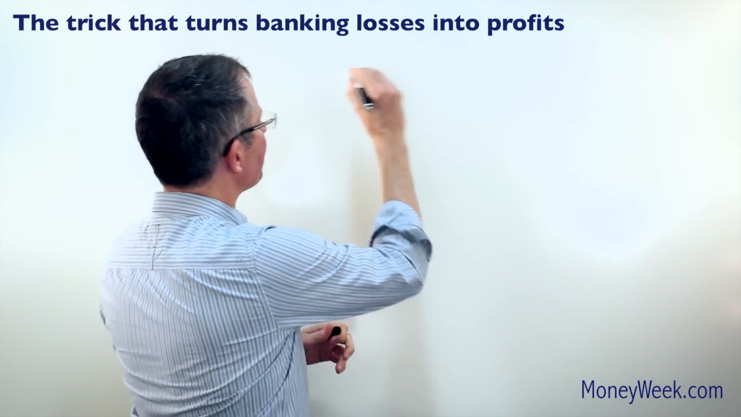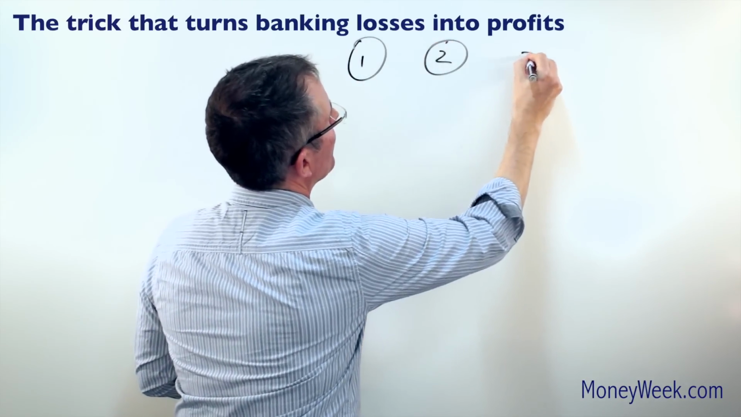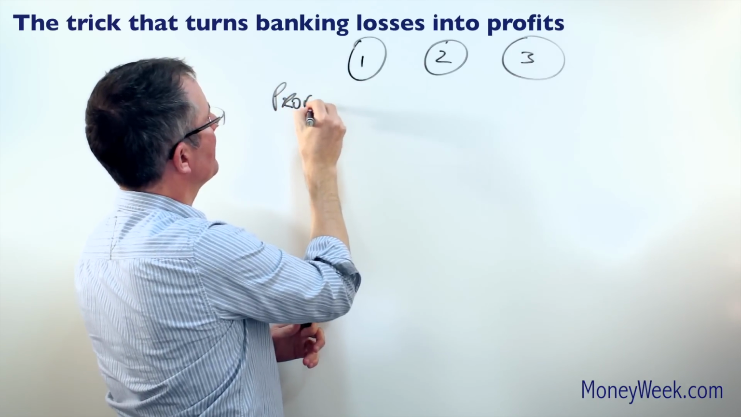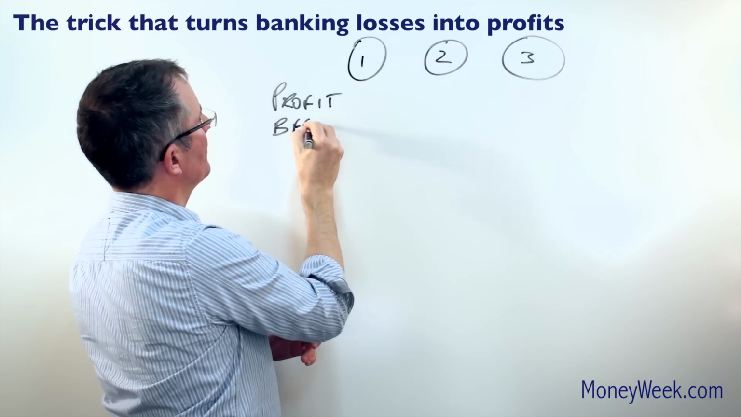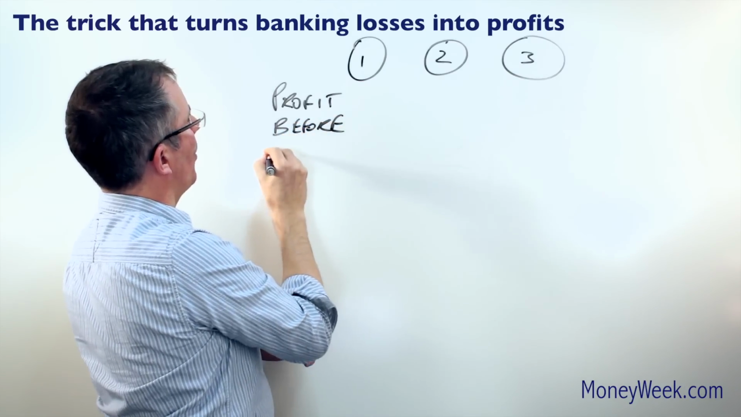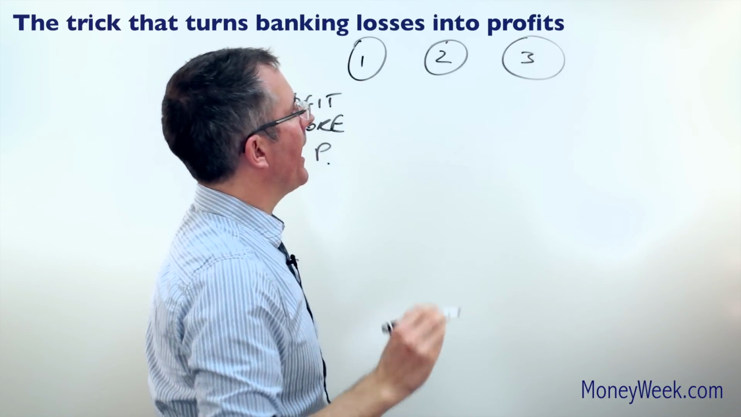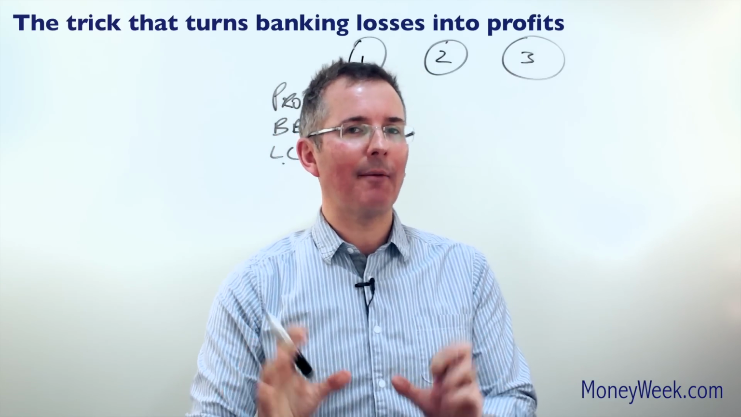Here's your situation. Let's just do 3 years: 1, I'm making up the numbers here, 2, 3. And here's your profit before your loan loss provision, LLP. All right? And then I'm going to put a loan loss provision in, and you'll see the scope for playing around with profit numbers here.